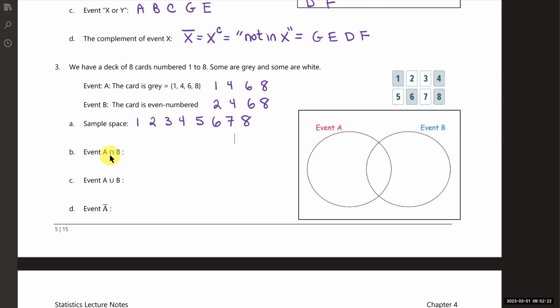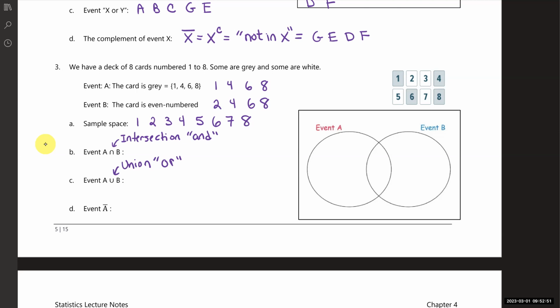And then that symbol again is intersection, so the cards or the numbers that are common to both. So intersection, versus the next symbol, which is union. For intersection, we say and. For union, we say or.